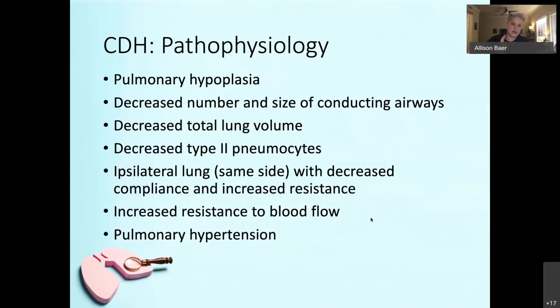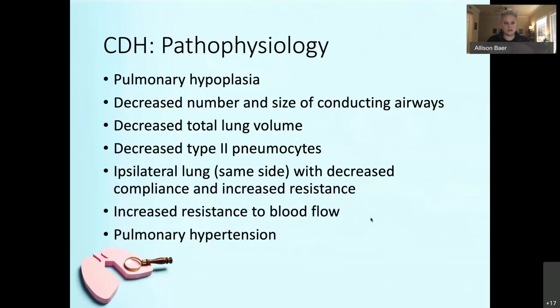Ipsilateral, so same side lung, the affected side lung is going to have decreased compliance, increased resistance to airflow, to expansion, but also increased resistance to blood flow. So that causes pulmonary hypertension. Usually these kids have pretty severe pulmonary hypertension, even after repair. And they could have other issues too. They can have some cardiac issues as well.